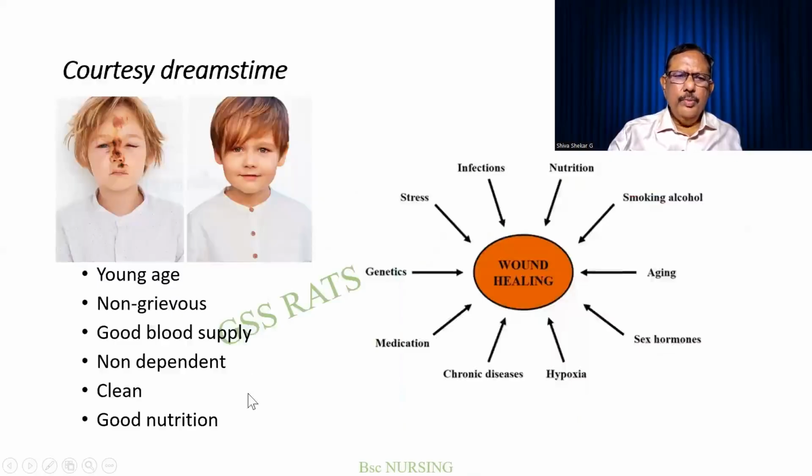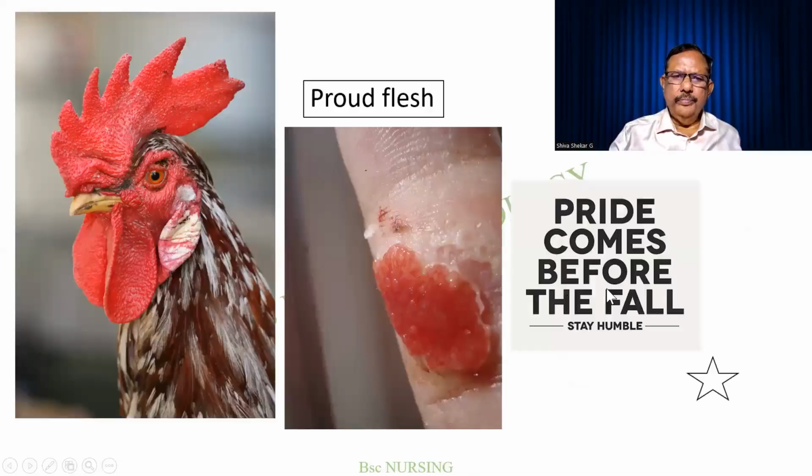So look at this beautiful one. On the face, you find that there is a total healing because young age, not a serious wound, good blood supply, it is not dependent, clean and good nutrition. And these are all the factors again you people can go through. So sometimes you find that there is a lot of granulation tissue growing. This is called proud flesh, just like a cock's head.